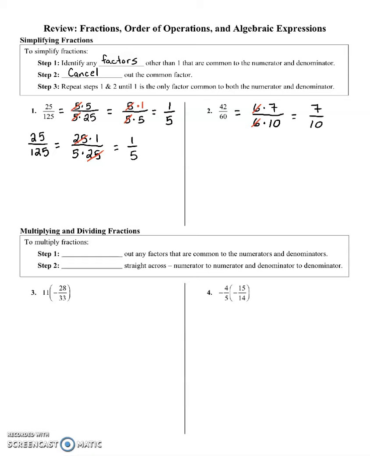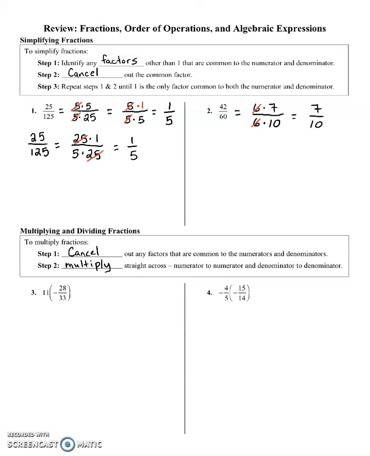Okay, so how would we multiply and divide fractions? So to multiply fractions, we want to cancel out any factors that are common to the numerators and denominators, just like when we're simplifying. And then we multiply straight across. So you do numerator times numerator to get the new numerator, and denominator times denominator to get the new denominator.